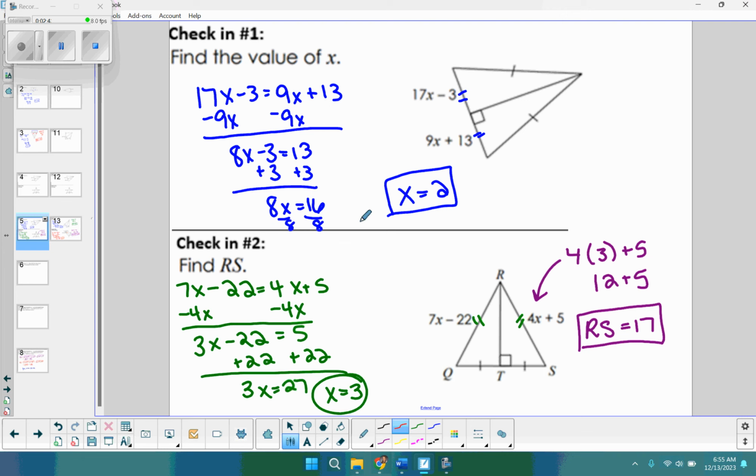All right, so for the first one, we end up with x equals 2. For the second one, we get x is 3, and after I substitute it back in for RS, I get 17.